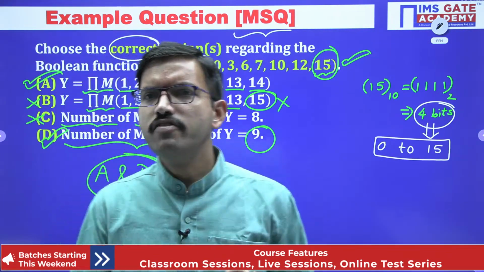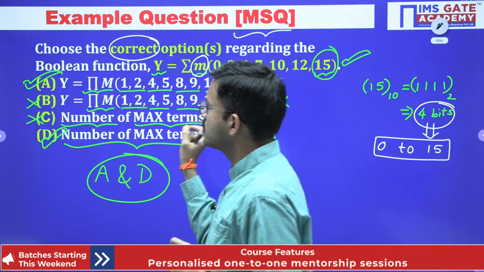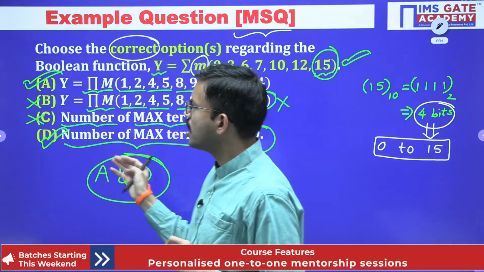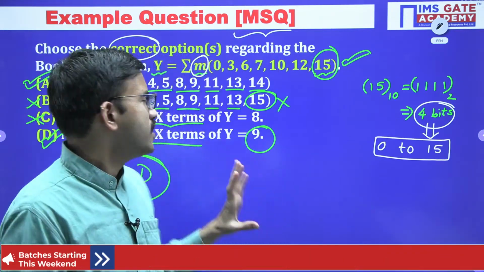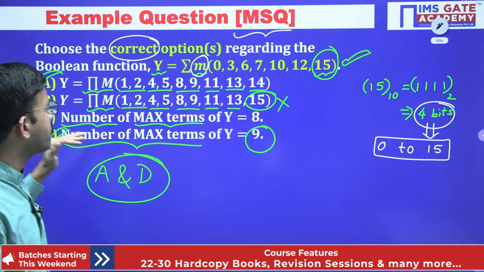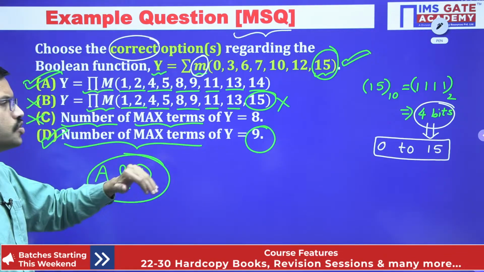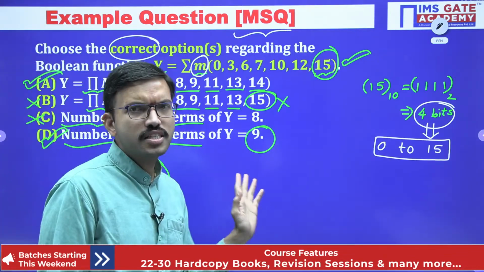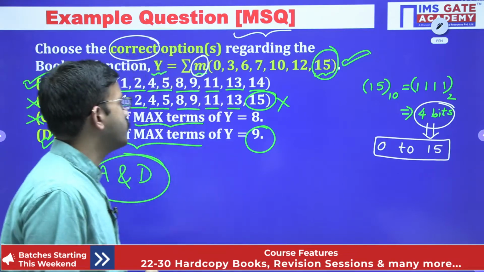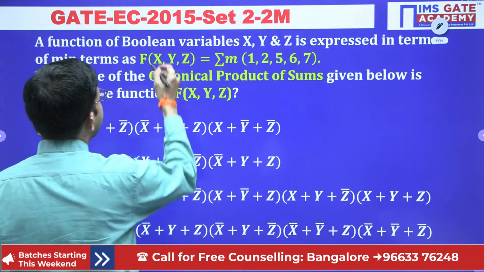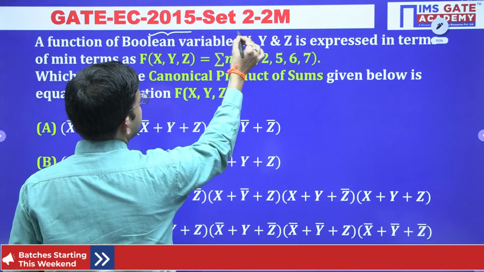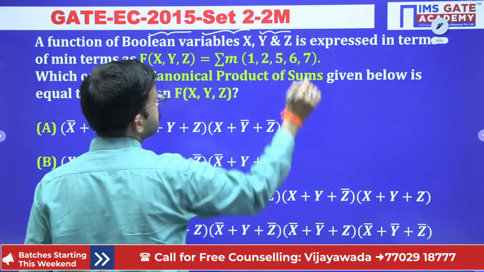So whenever you are solving MSQ, carefully observe whether each and every option is really correct or not. But for an MCQ question, the moment you get any of the options as correct, you don't need to cross check the remaining options. I hope it is clear for everyone. So with this understanding, let us proceed. This is the question asked in GATE EC 2015 in set 2 for 2 marks. All of you give a try.